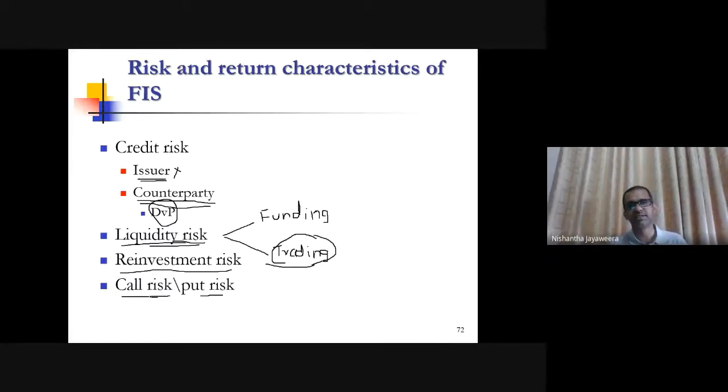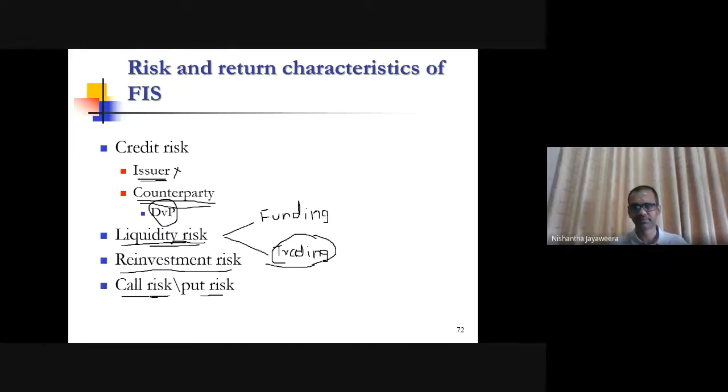Put risk is basically with the issuer, because what is a puttable bond? The buyers can ask the issuer to prepay or redeem the bond before maturity. Investors will do that when interest rates are high. So that is a disadvantage for the issuer. The issuer may have to raise funds at a higher rate and pay back the investors. So that is the call risk and the put risk.